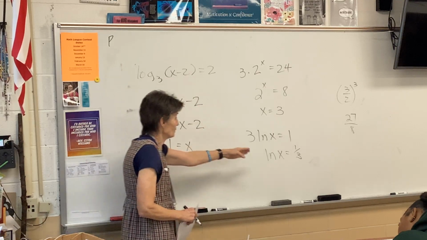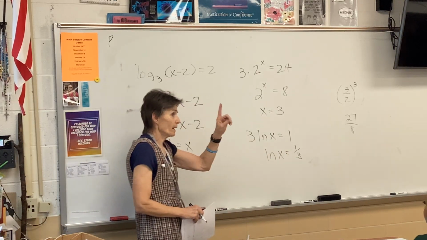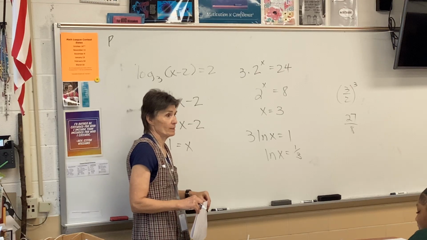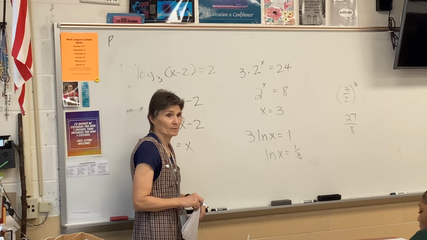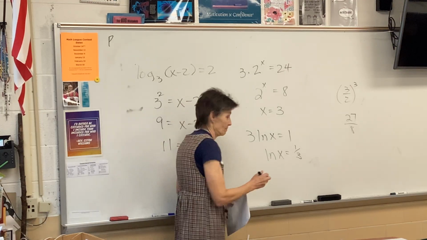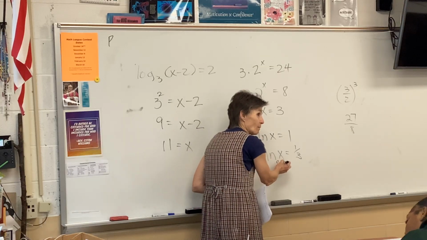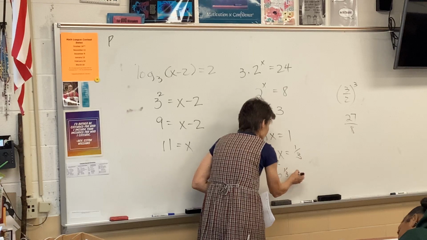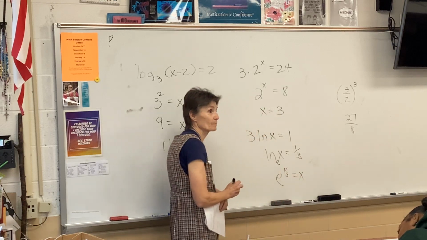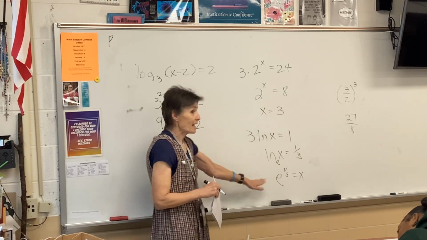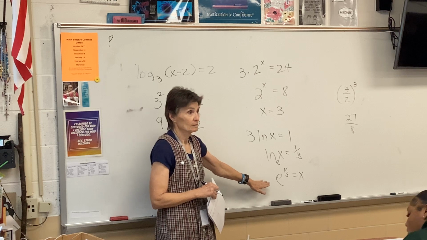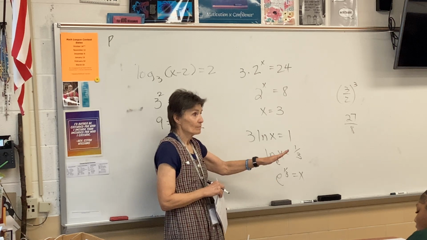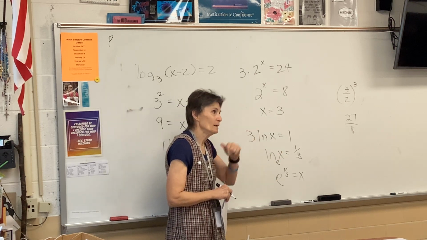Log equals a number. But when I loop-de-loo it, what base am I going to use? I need a base. What's my base? E. That base is E, right? So E to the 1/3 equals X. And that's the answer. Remember, no calculator.